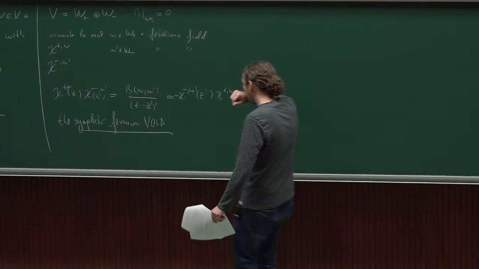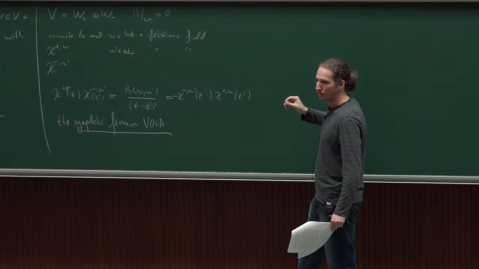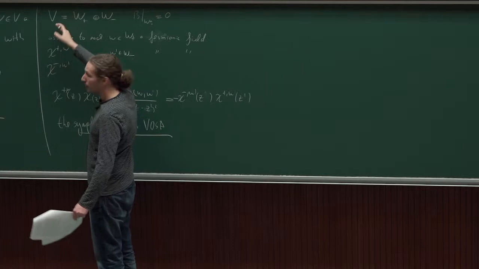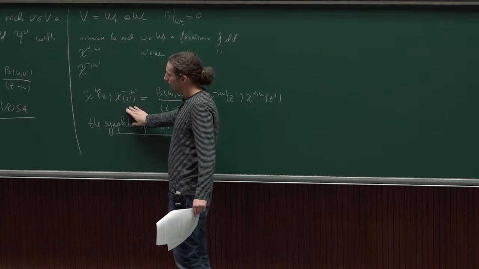Maybe I make it more simple. Can we count dimensions? Dimension is just the dimension of the vector space, the dimension of the fields. Oh, okay, yeah, they are dimension one fields, and these are dimension one half fields.